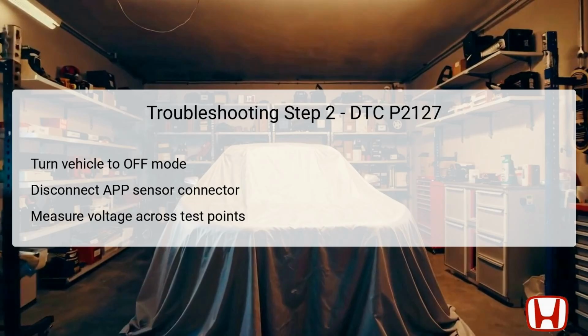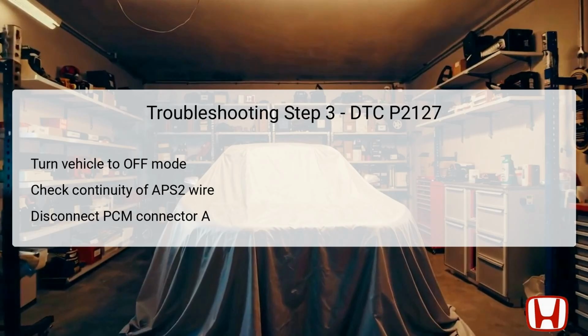and test point 2 corresponds to terminal number 2. The expected reading should be approximately 5.0 volts. If the voltage is appropriate, continue to step 3 of the troubleshooting process. If not, move to step 6, as this indicates an issue in the wiring or connection that needs addressing.